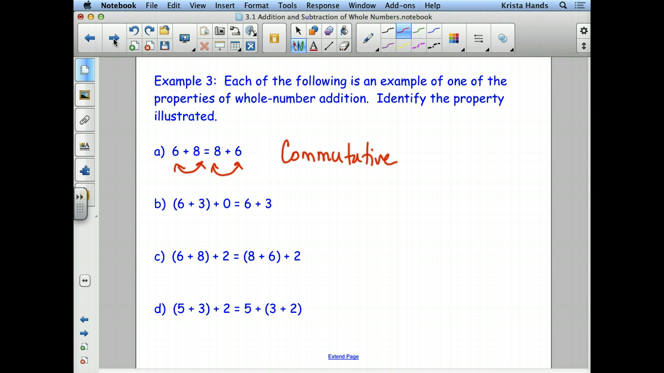How about the second one? It is. It's the identity property, right? Because it's this plus 0 fact that I actually ended up with the same 6 plus 3 that I started with. So this is the additive identity. Please make sure you specify, because right now, that's the only identity we have, but that's not going to be true for very long. The additive identity. How about C?